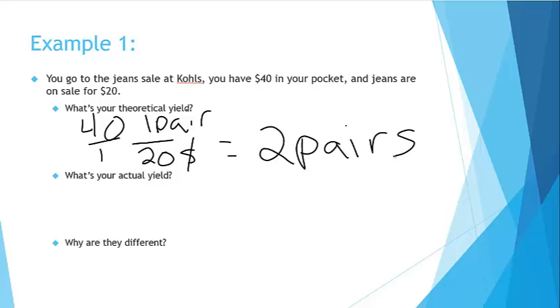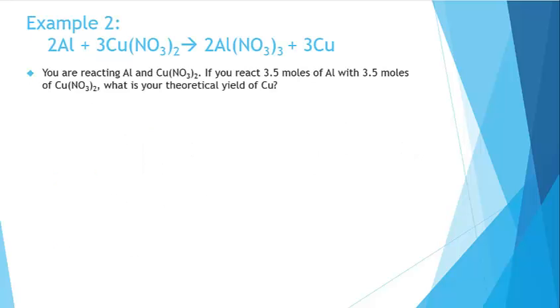Okay, but your actual yield, oh, you went to Kohl's, but you forgot to think about the sales tax. So your actual yield is only 1 pair of jeans. Okay, I hope you found a good pair. So why are they different? Well, there's something you didn't think of, or there's some loss along the way. Okay, so let's do a little chemistry example.